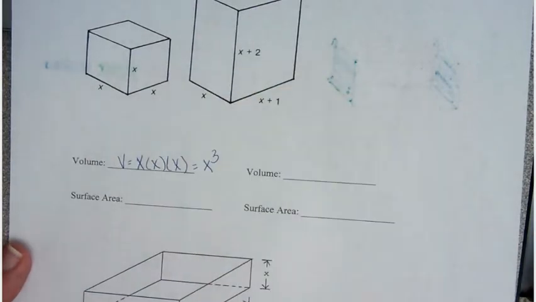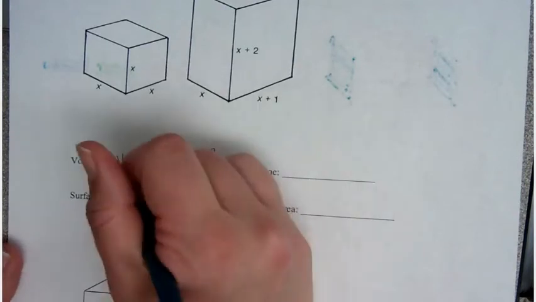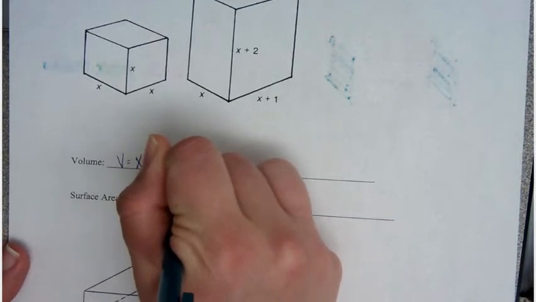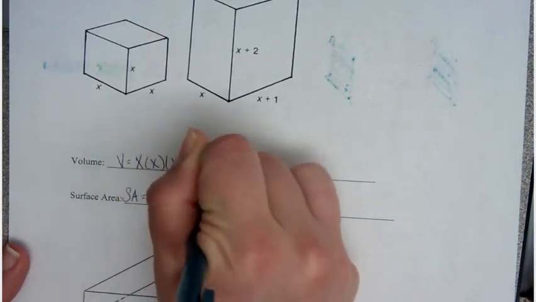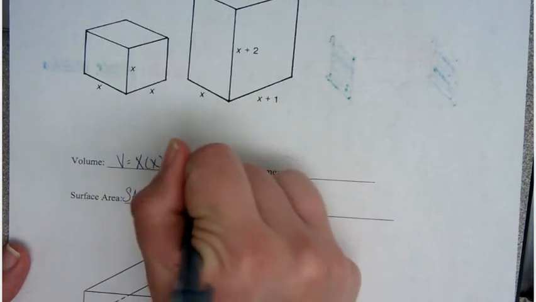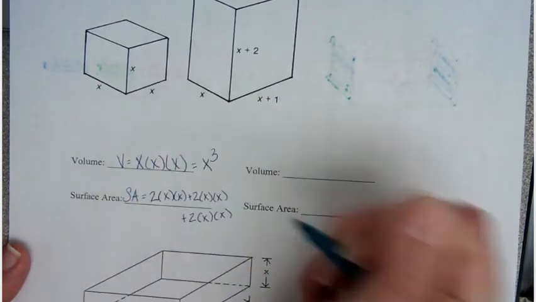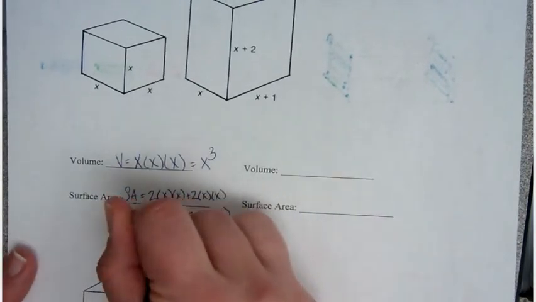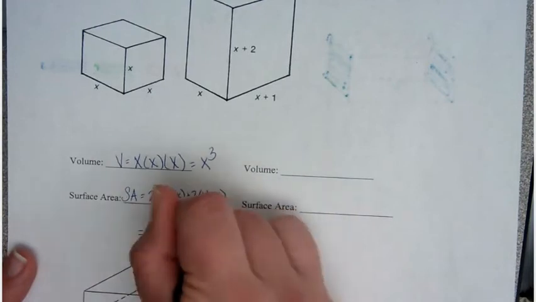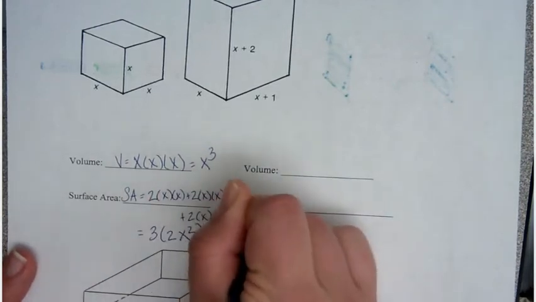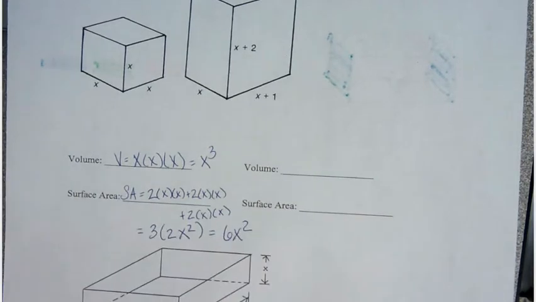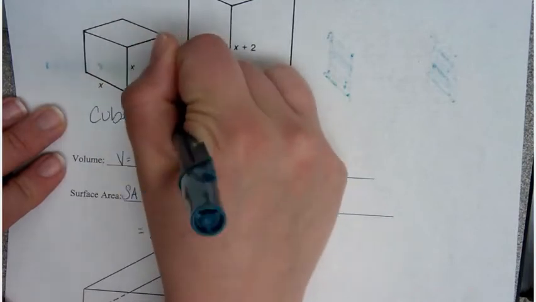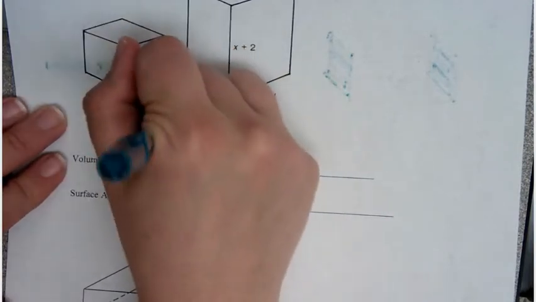Okay. Now for our surface area, it's a little bit different. Our surface area is going to have 2 times x plus 2 times x plus 2 times x. Now notice that we have this 3 times in a row, right? It's the exact same thing 3 times. So I'm going to have 3 times 2, and then x times x is just x squared. So this should give me 6x squared as my surface area. And this is for a cube. Remember, cubes have all sides with the same length.